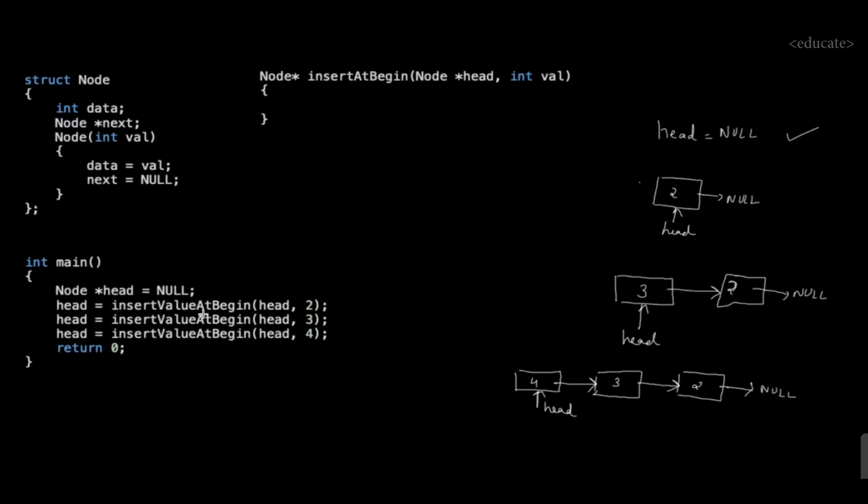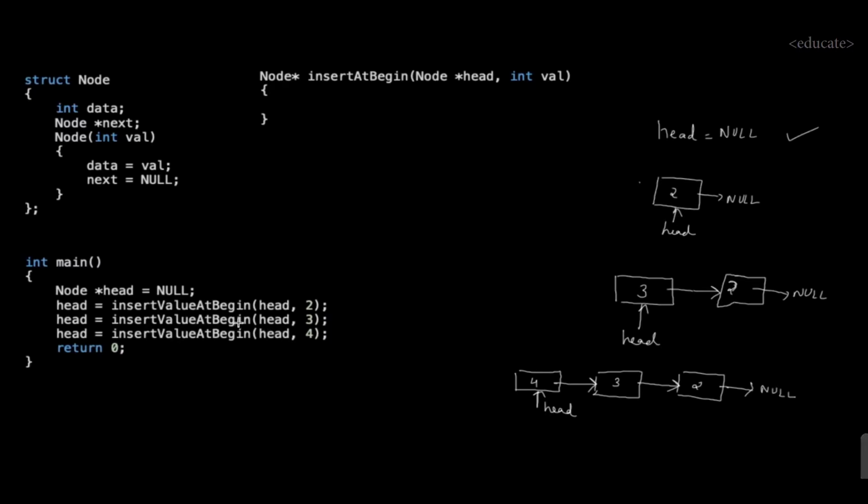Now we call the insert value at begin function, where we pass head and 2 as input arguments. It creates a linked list or inserts an element at the beginning of the linked list and returns the head of the new linked list. So here 2 will be inserted in the linked list and head will point to 2 only.